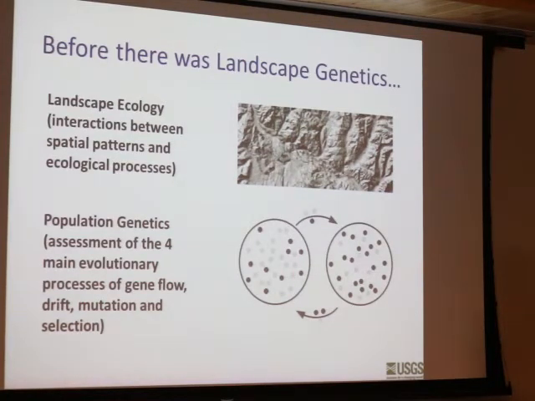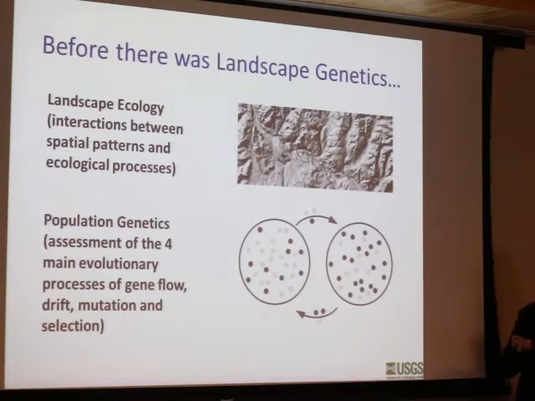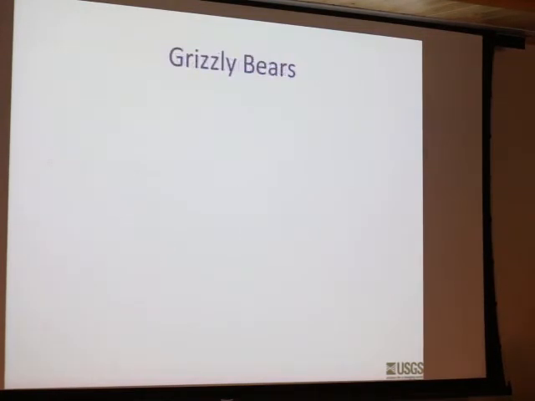And population genetics, which of course was a more quantitative field, where really they're trying to assess these four main evolutionary processes in a quantitative sense. But to do that, to be able to do the math, particularly from its origins, there had to be a lot of simplification. So we now have a lot more techniques available to us, and I'll talk a little bit about this.